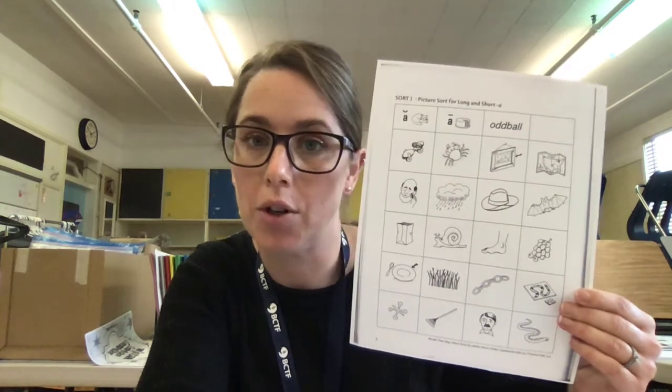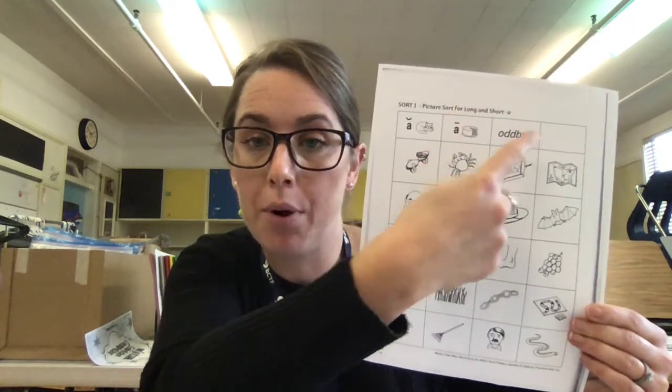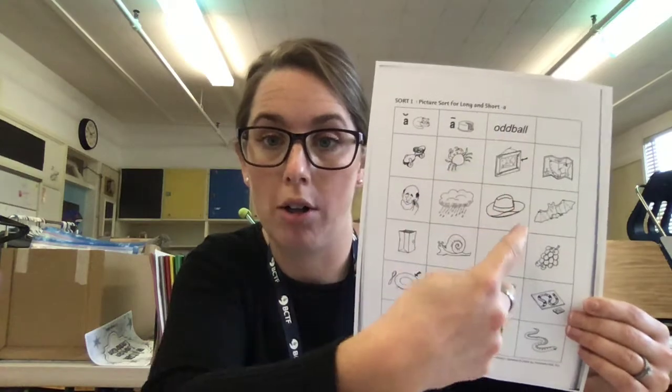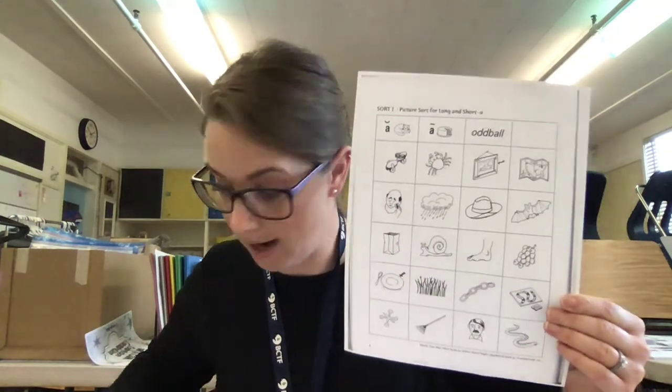What I should explain first is that you're going to cut out all of these squares, and then you're going to put these 3 squares listed on the top into columns. Then, depending on what the picture is, you'll put it under the appropriate column. So when you're done, it will look something like this.